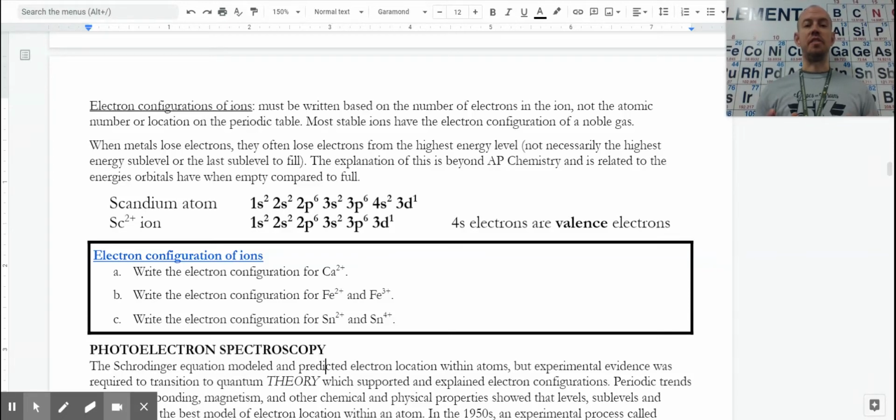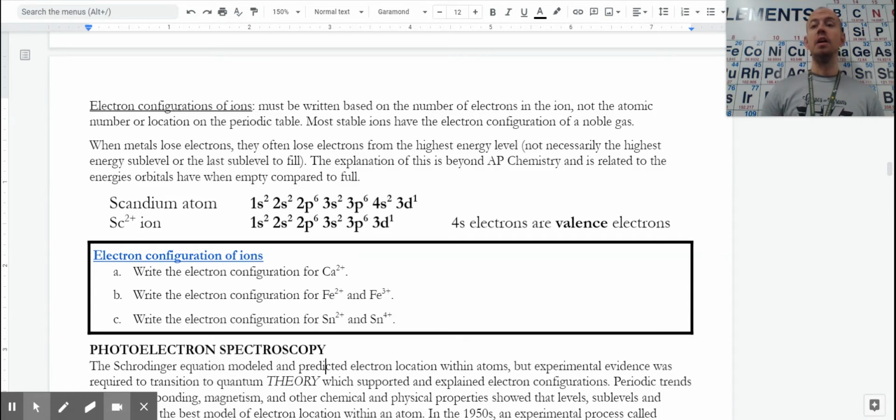The last thing in terms of electron configurations is recognizing that we can write the electron configuration for neutral atoms, which we've been practicing, but we can also write it for ions. So after an atom has gained or lost electrons, it becomes a charged ion. The ion has a different number of electrons than the atom.